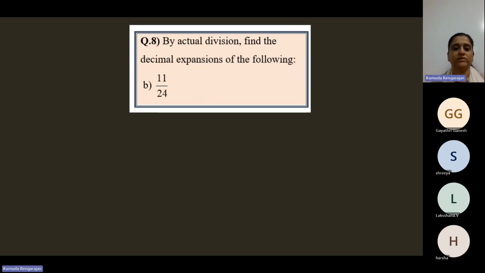Let me see how good you are with division. Find the decimal expansion of 11 by 24. Perform the long division and find the decimal expansion of 11 by 24.